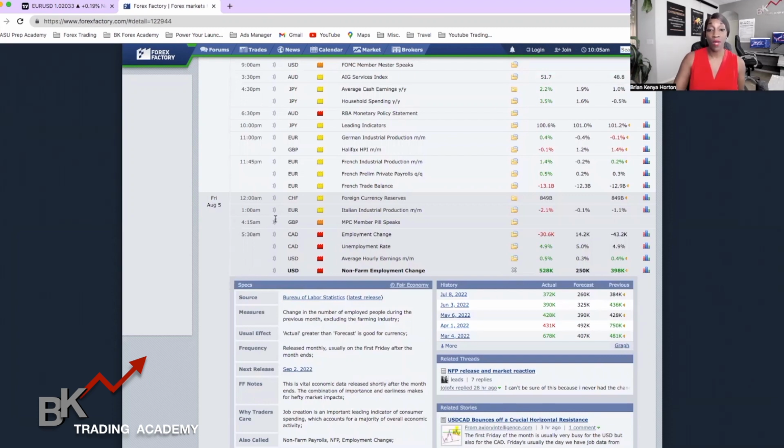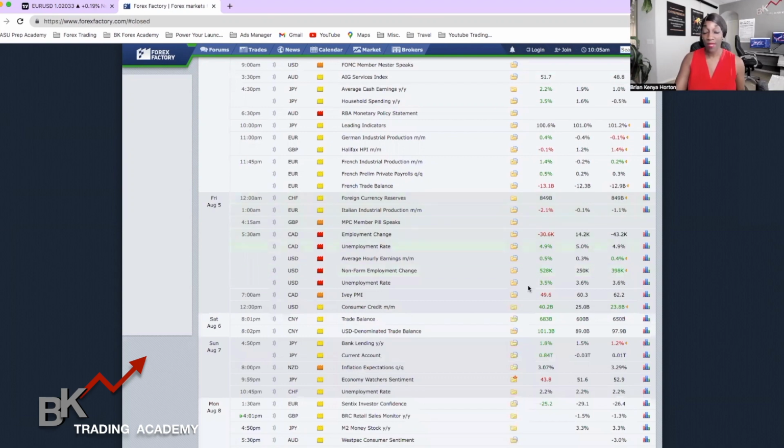So if you go here, you'll see that last Friday on August the 5th, if we simply just go to USD, so if you click on any of these envelopes here, it will give you a description of what that news release is about. So if we find non-farm employment change, all you have to do is click on this folder and it will tell you all about it.